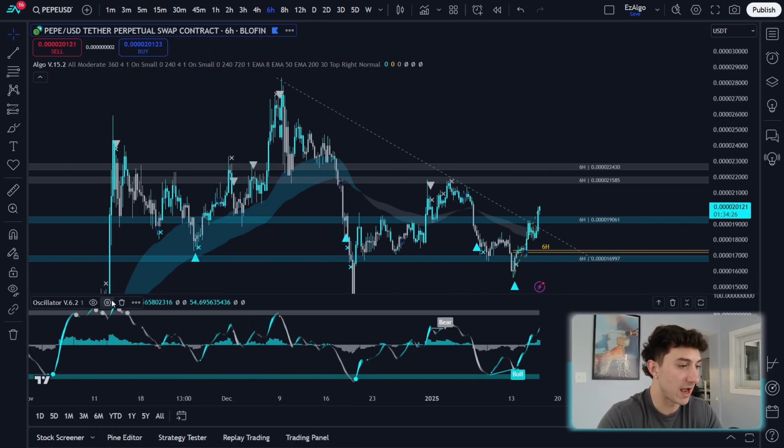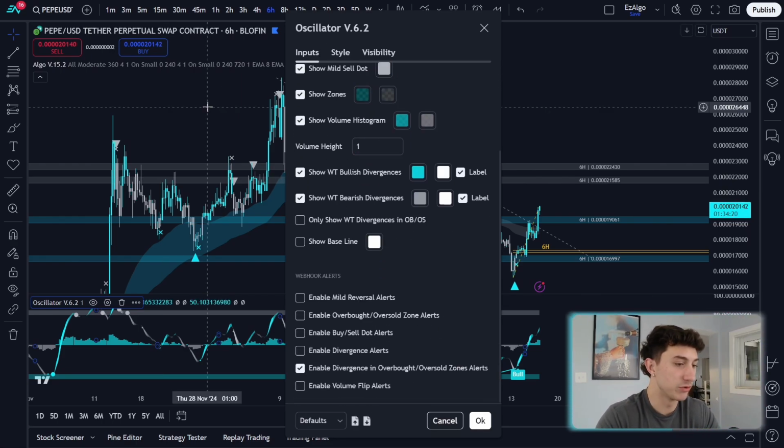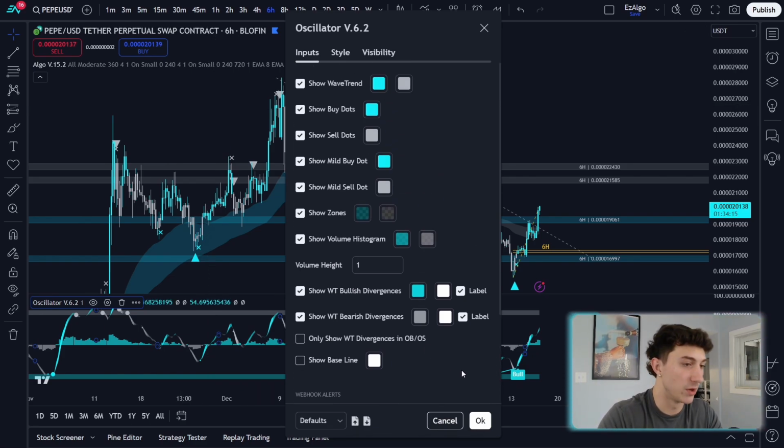And then the oscillator, I have the default settings. Everything default, bullish and bearish divs. I've got the wave trend, got the buy dots. Don't change anything in here. It looks very complex, a lot of different toggles. It's all good, no need to worry about that.